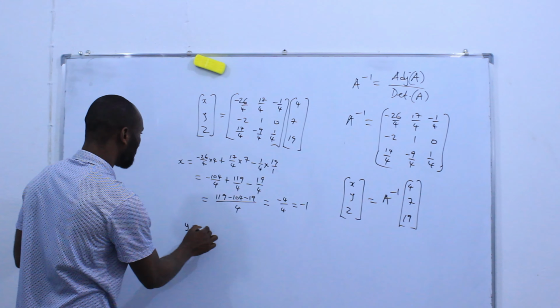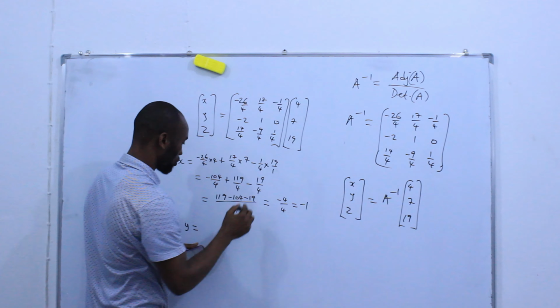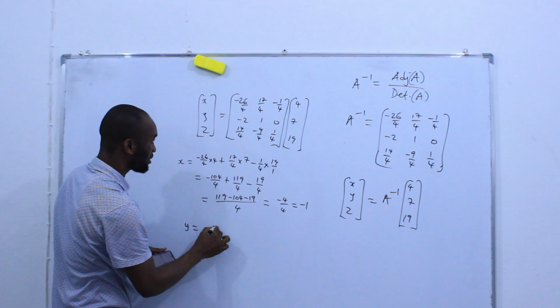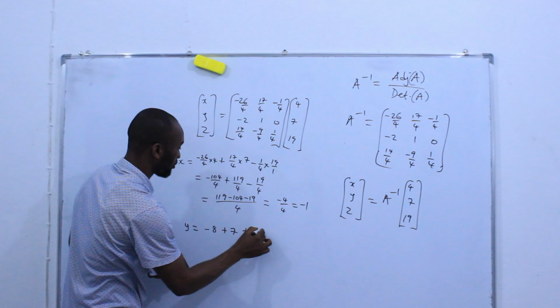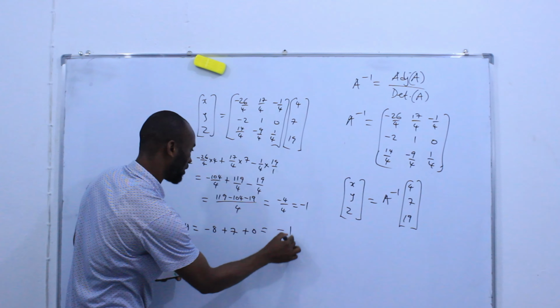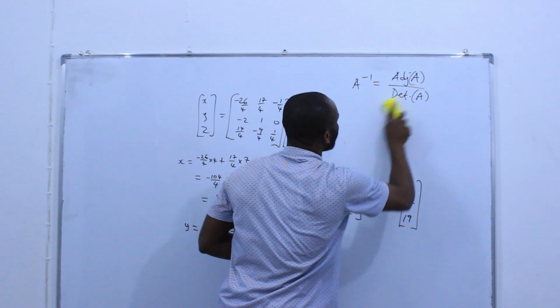So what is our y? Multiply the same column vector again with this row. You have minus 8 plus 7 plus 0, which will give us minus 1. Y is also minus 1. And then let's quickly get our z.